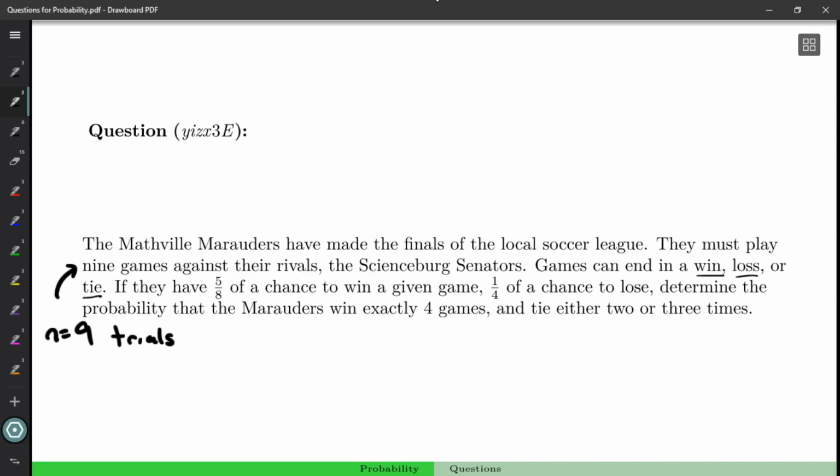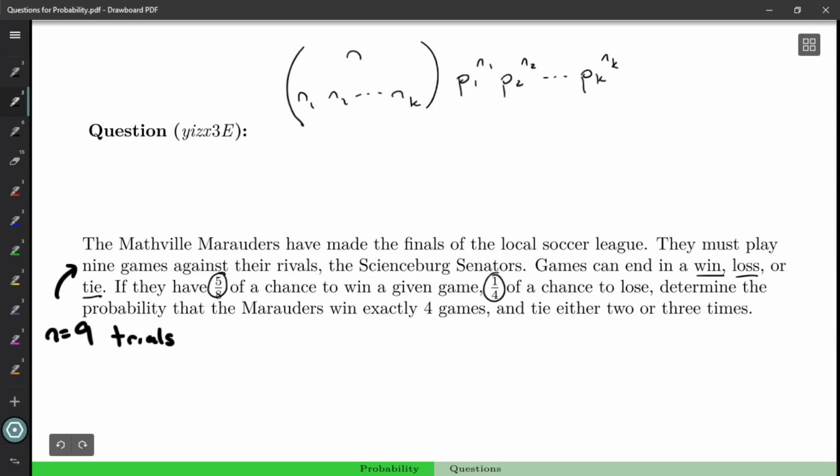Okay, just a quick reminder what that is. N, and then we'll have the various numbers of the various outcomes that we want, and then powers of their associated probabilities. For us, we'll have an N1, N2, and N3 because we have 3 outcomes: win, loss, tie. And we can already see the probabilities, 5/8 and 1/4, for a couple of these. Win and loss. We know they have to add up to 1, so we'll be able to work out tie in a moment.